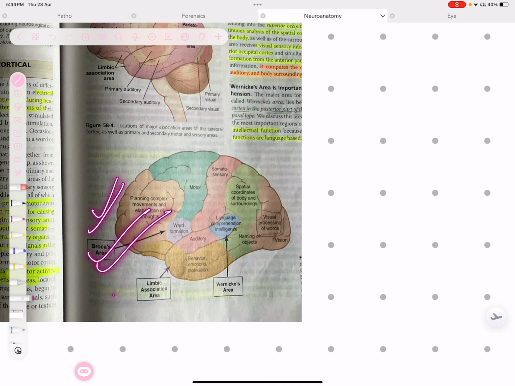Other than that, what's done? Elaboration of thoughts. And a very important thing, the working memory is stored. Short-term working memory is also stored in the prefrontal cortex. Done.